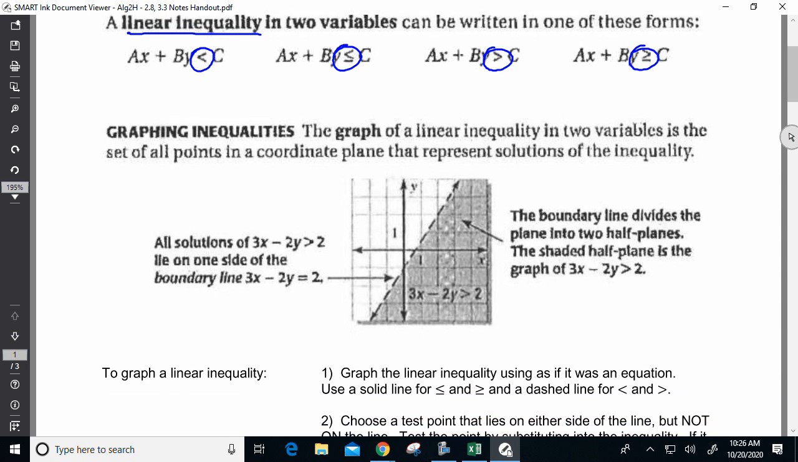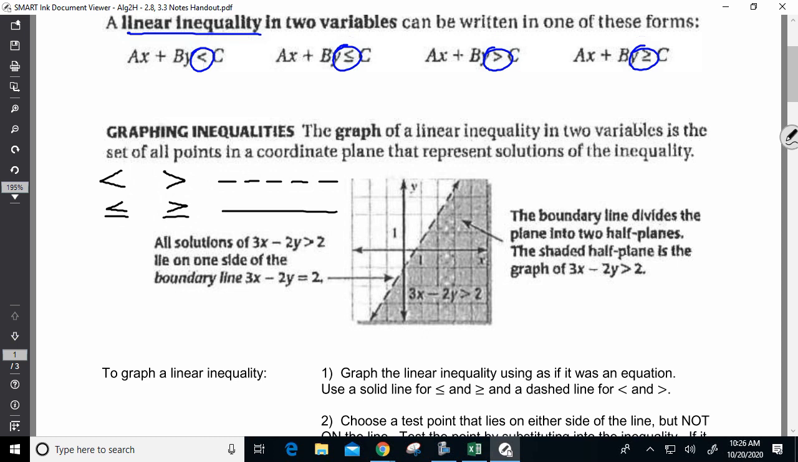When we do linear inequalities, there's only one method that you have, and that's graphing. That's the only method you get. There is no substitution or elimination for linear inequalities. So with the linear inequality, you'll graph it as if it was an equation with one small change. If you have less than or greater than, you'll have a dotted line, dashed line. Less than or equal to, greater than or equal to is a solid line.